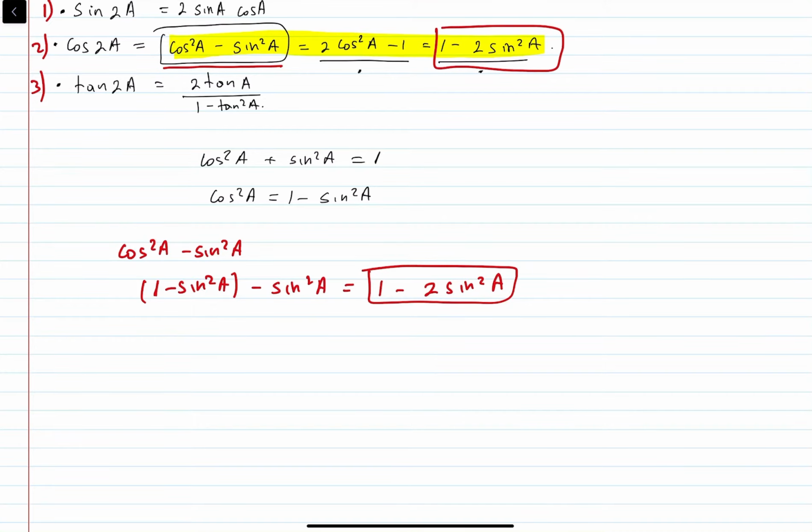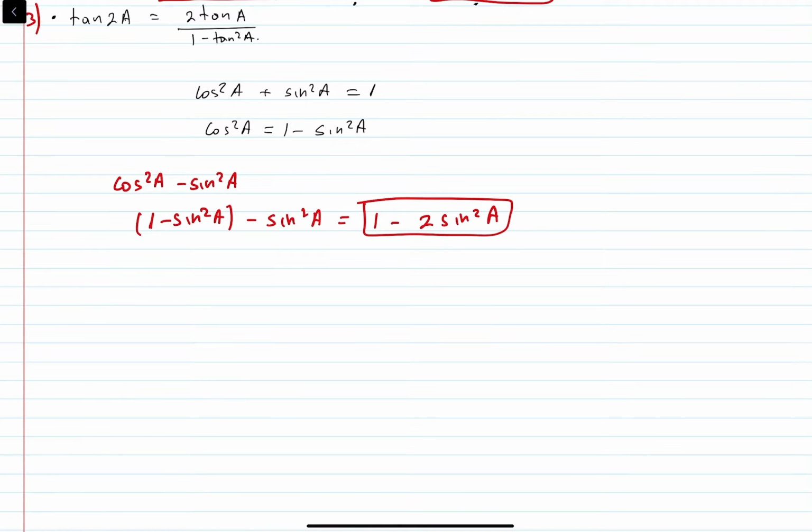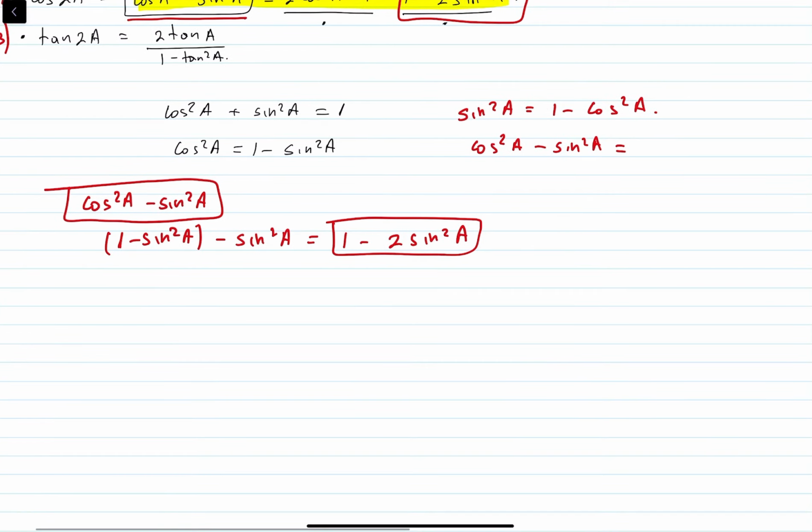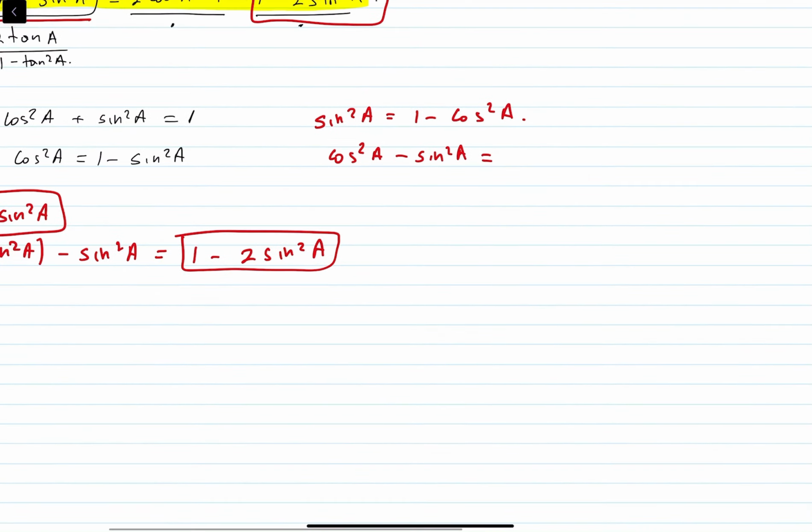Now for the second one, in this case we got it in terms of sine squared A, but if we say that sine squared A is equal to 1 minus cos squared A, and we use this formula one more time, so cos squared A minus sine squared A is equal to, then we just substitute. So we're going to have cos squared A minus, 1 minus cos squared A. And then what this gives you is cos squared A minus 1 plus cos squared A. And then at the end you have 2 cos squared A minus 1.